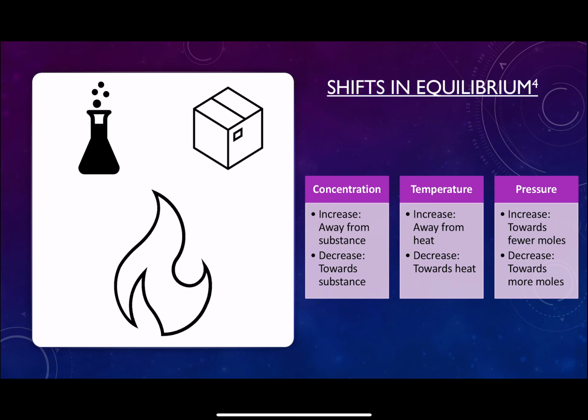An increase in concentration results in the equilibrium shifting away from the substance, and the same goes for temperature with the increase in heat. A decrease will cause the equilibrium to shift towards the substance or heat. In the case of pressure, an increase results in the shift towards fewer moles, and a decrease pushes equilibrium towards more moles. Now, these are important to remember because as you start to manipulate equilibrium equations, these three factors are very important to consider.